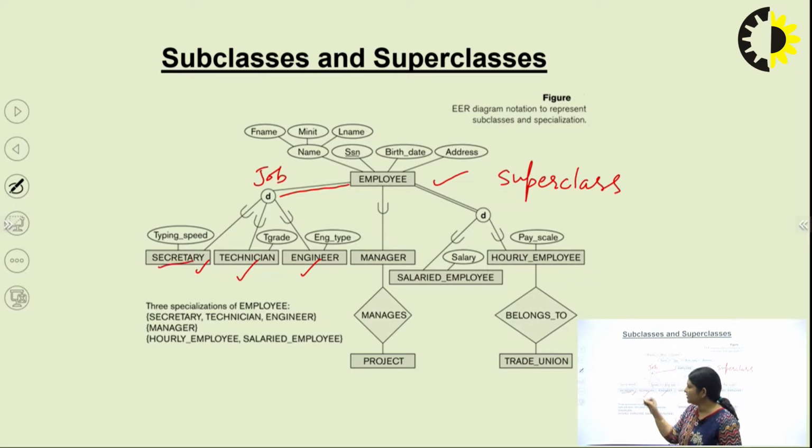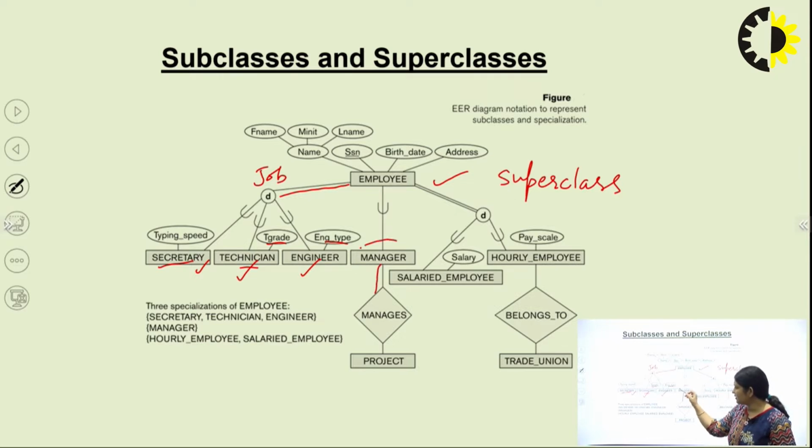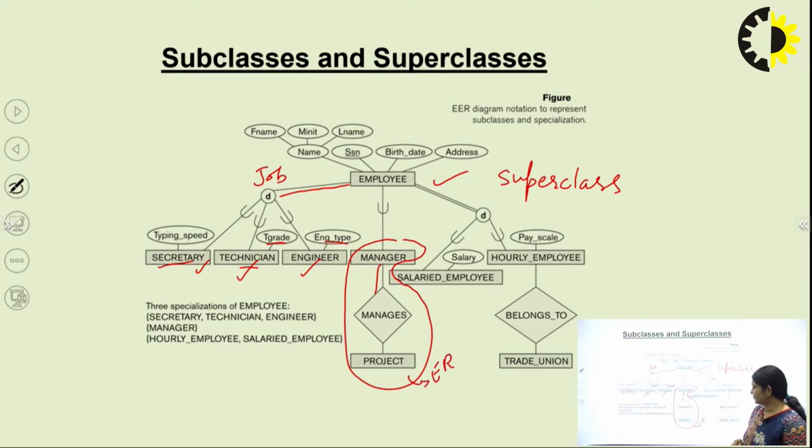Secretary can be having the typing speed, it is a special attribute for the secretary. Then technicians, they may be having technician grade. Then engineers, they may be having the engineer type. Then managers, they may be having further, if we look at here, this is what we got from the ER. So here manager manages the project. Then based upon the method of payment, we have the salaried employees and the hourly employees.